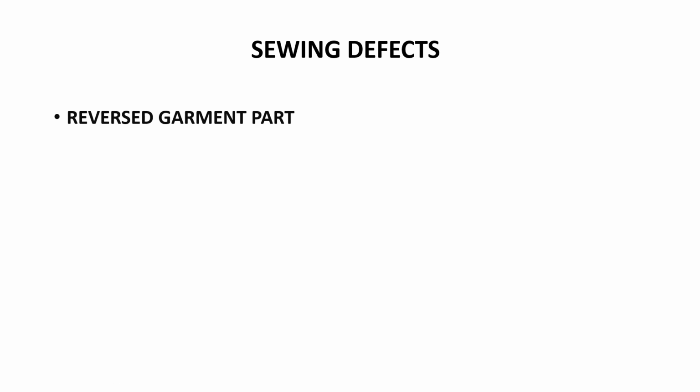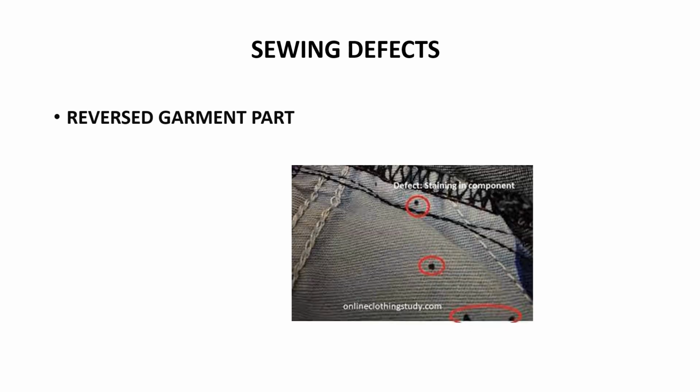Now, regarding sewing defects, there are also cases where the front side is okay, but if you examine the reverse part of the garment, there are some sewing defects which are also not desirable. So the reverse part of the garment must be checked, and sewing defects should not be there at all.